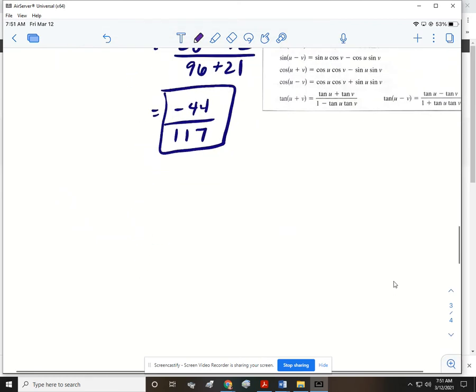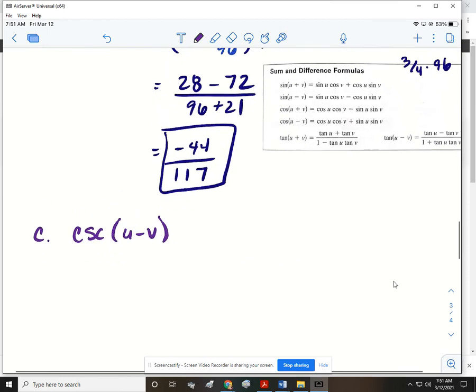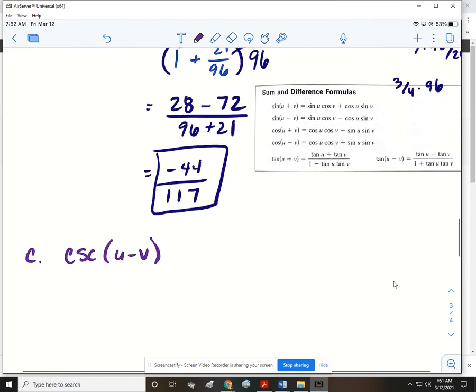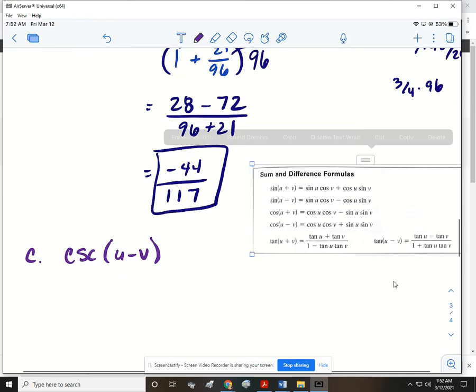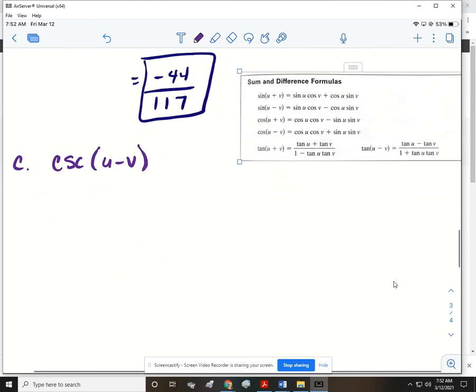Okay. All right, we're going to do one more, and it's C, that is the cosecant of u minus v. So we don't have a rule for cosecant or any of the reciprocal functions. So we're going to start off and find the sine of u minus v, and then the answer is the reciprocal.